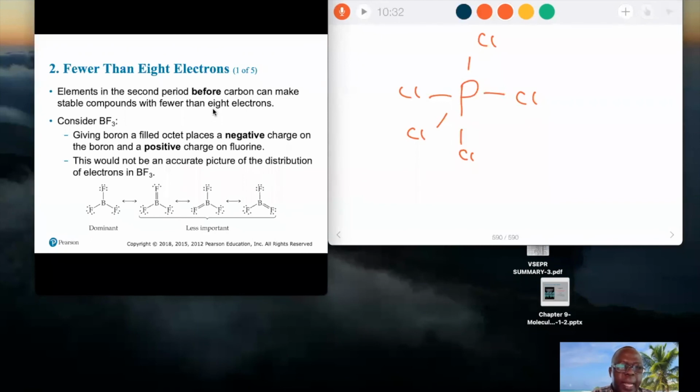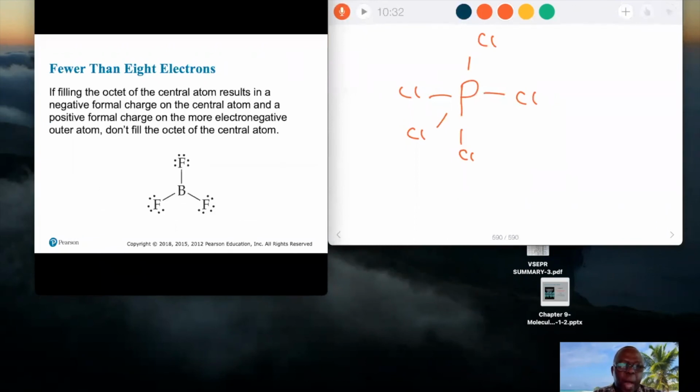Boron has less than 8. This is the dominant one, and if you look at it, I gave you an example. This is stable. It has 6 electrons. It does not satisfy the octet rule. The most common element you'll see that forms such compounds is boron. It has fewer than 8.